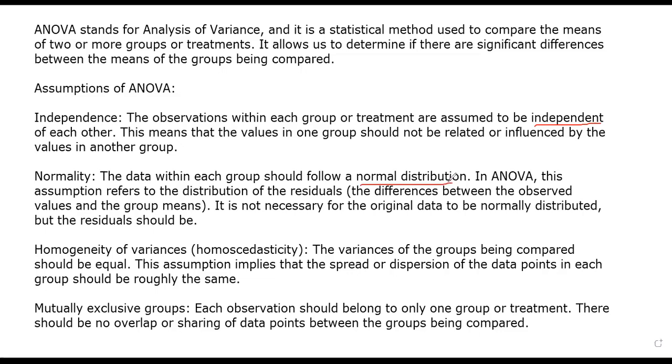Then also homogeneity of variances. Here the variances are compared to be equal. This assumption implies that the spread of the data in each group is roughly the same. And finally, the groups are mutually exclusive, meaning that each observation should only belong to one group or treatment, and there should be no overlap. That is the assumption under ANOVA.